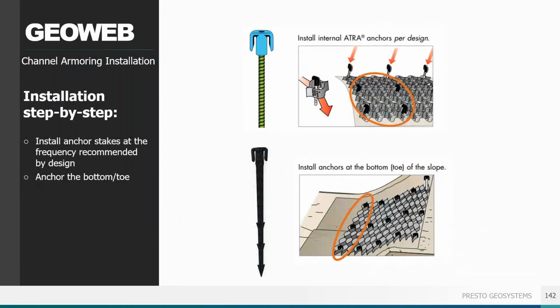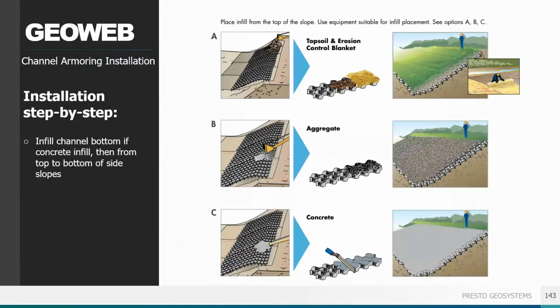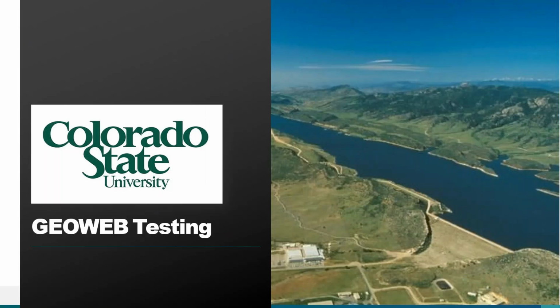Continue installing anchors at the frequency recommended. And once the system is properly anchored, infill from top down. If it's a concrete channel armoring, it may work best to fill the bottom of the channel first and then the side slopes from top down. Again, connect with us for recommendations.